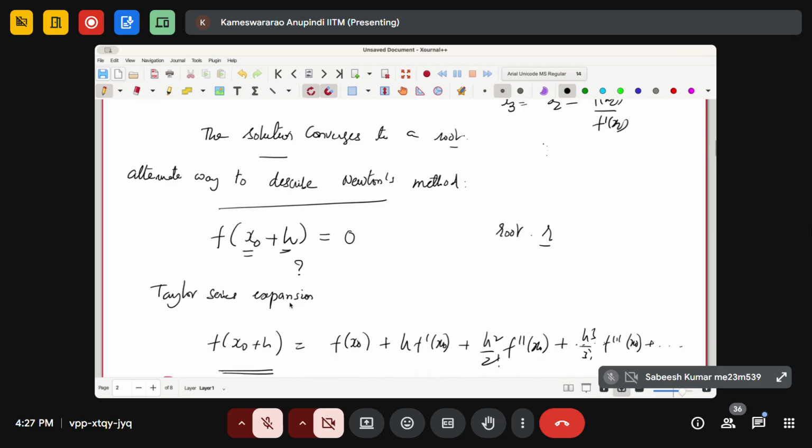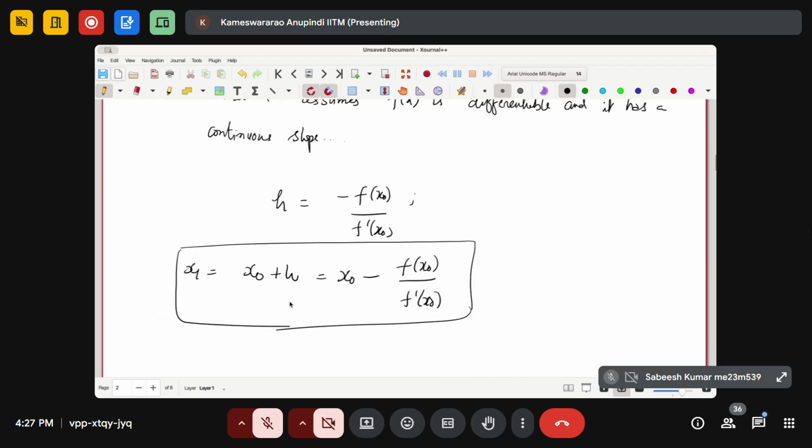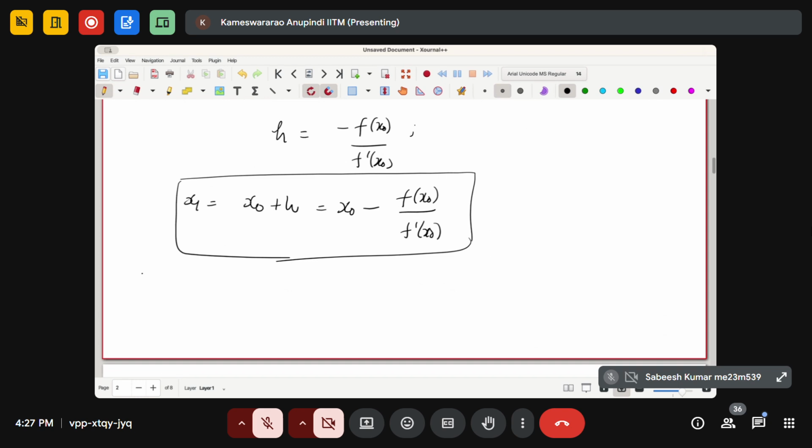So these are two different ways to do Newton's method. Of course, what we will show a little later is that not only is the function f of x differentiable and f prime of x continuous, it also has a continuous second derivative. That means the second derivative also exists, okay? So continuous second derivative, that is what we say.